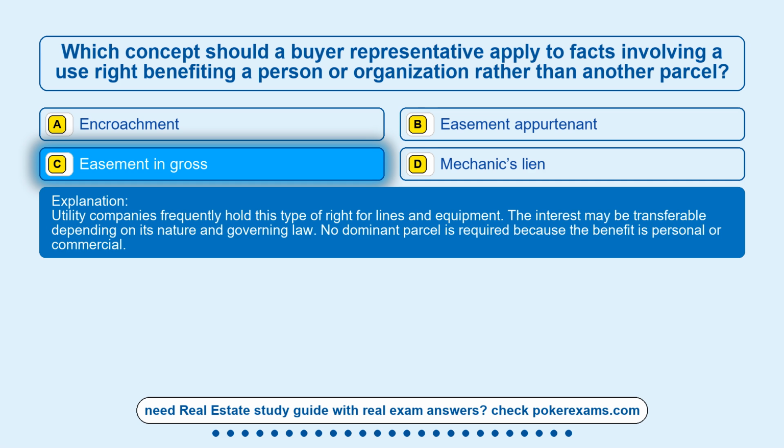Utility companies frequently hold this type of right for lines and equipment. The interest may be transferable depending on its nature and governing law. No dominant parcel is required because the benefit is personal or commercial.